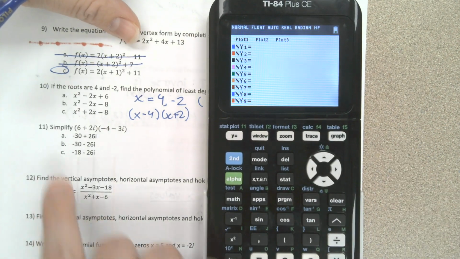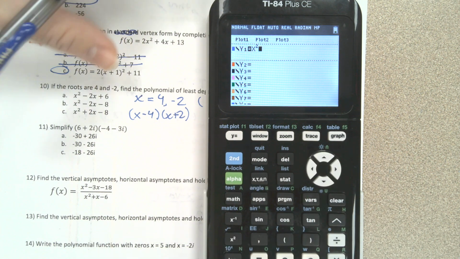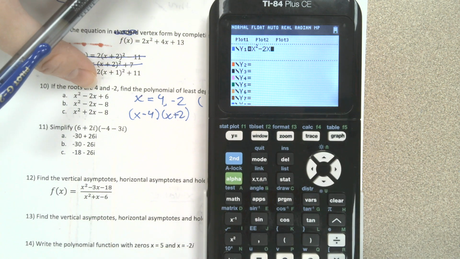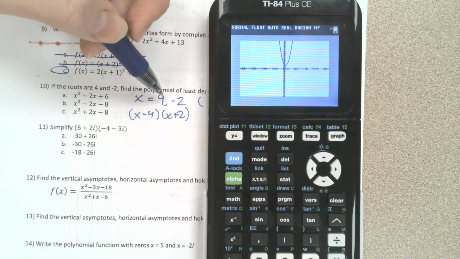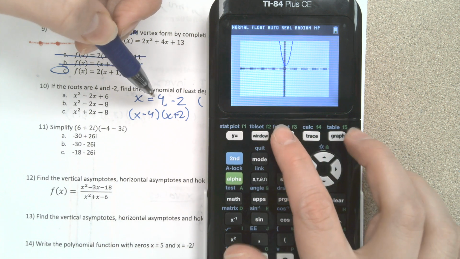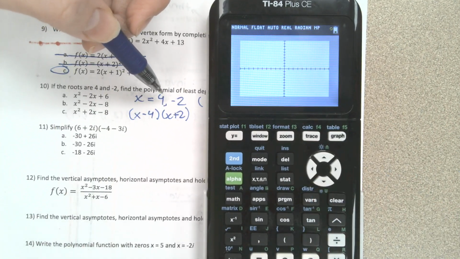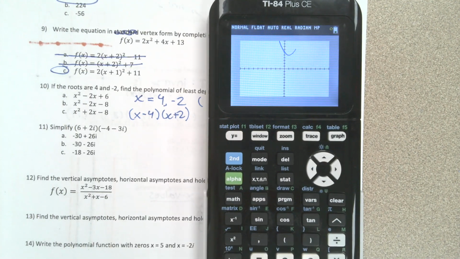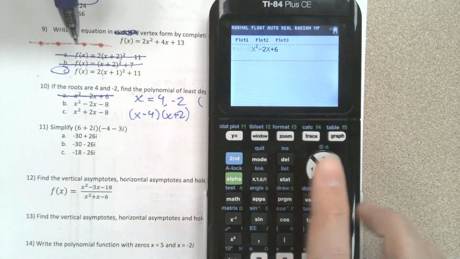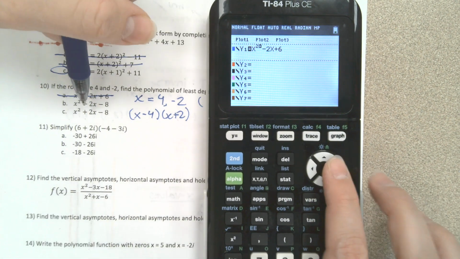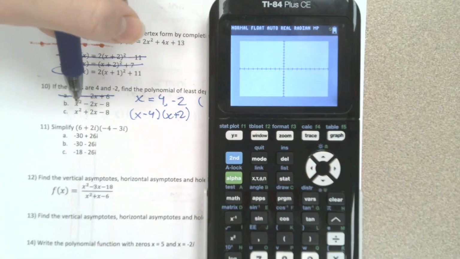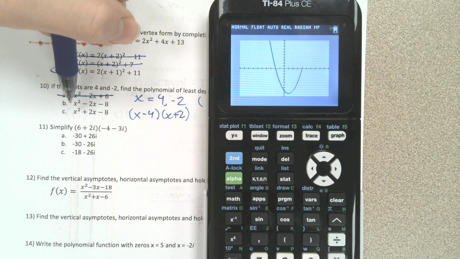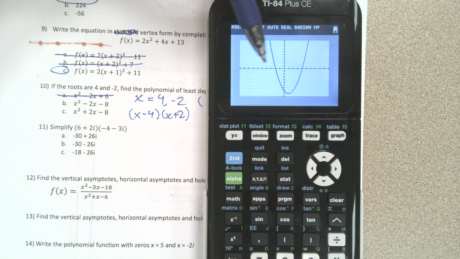So let me clear out both of these. x squared minus 2x plus 6. So we need to have 4 and negative 2. I'm going to have to zoom back in. This clearly is not it because it doesn't even touch the x-axis. So this graph doesn't even have any roots. Yeah. It's not A. Let's try this one. Minus 2x minus 8. Which this should be the correct answer. Negative 2, positive 4. That's where it crosses.